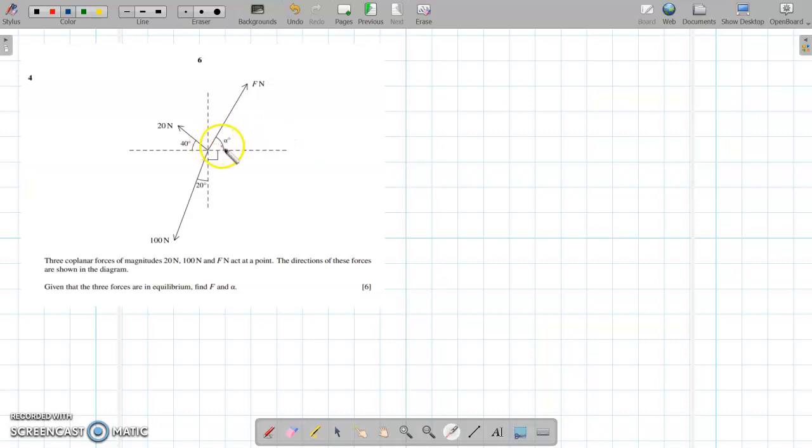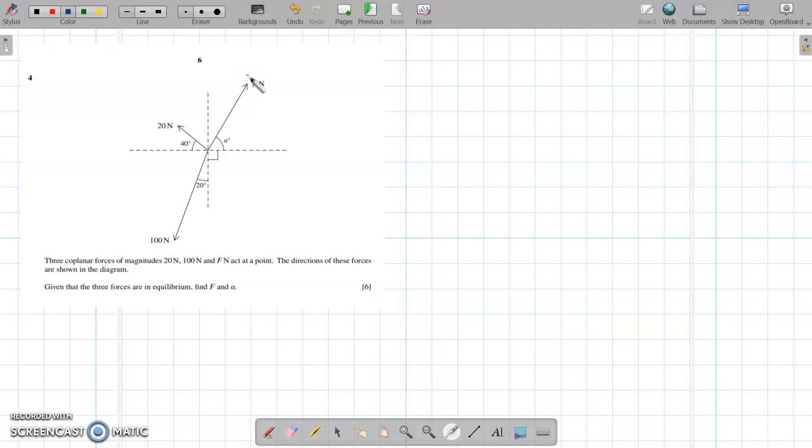Okay, so F has a component going that way. The 100 newtons has a component going the opposite way, and the 20 newton has a component going the opposite way. But if you resolve in this direction, the resultant force in that direction will be zero. Also, if you resolve down, the resultant force down will be zero, or up, resultant force up will be zero. Whatever direction you like. We could resolve in the direction of the F force, and the resultant force in that direction will be zero. It doesn't matter.